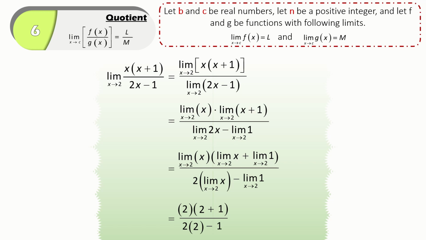Simplify the numerator by getting the sum of 2 and 1, which is 3. And simplify the denominator by getting the product of 2 and 2, which is 4. Simplify the numerator and denominator further by getting the product of 2 and 3, which is 6. And getting the difference of 4 and 1, which is 3. Get the quotient of 6 and 3. Then, the limit of the function as x approaches 2 is 2.